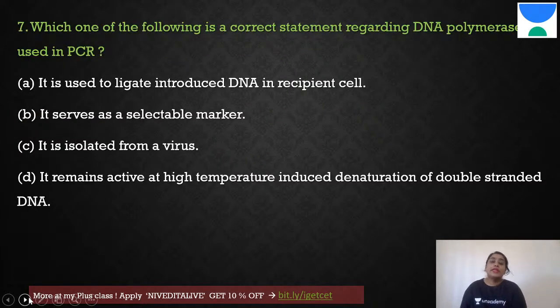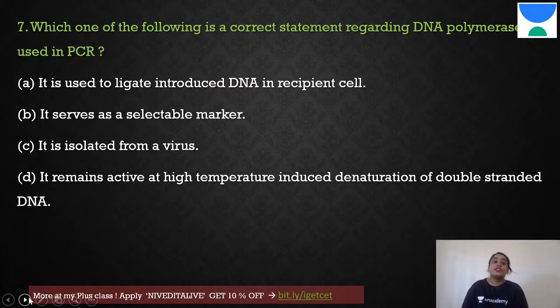Which one of the following is a correct statement regarding DNA polymerase used in PCR? It is used to ligate, introduce DNA into recipient cell. It serves as a selectable marker. It is isolated from a virus. It remains active at high temperature, induced denaturation of double-stranded DNA.